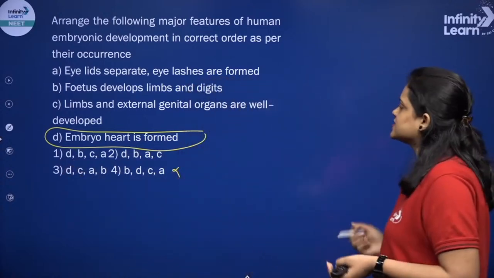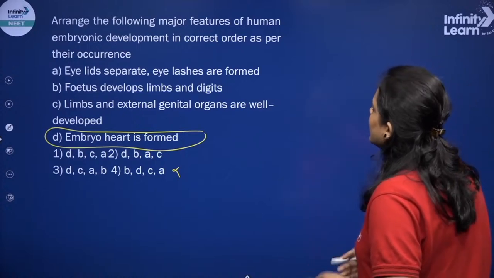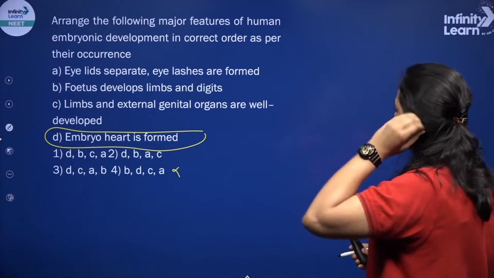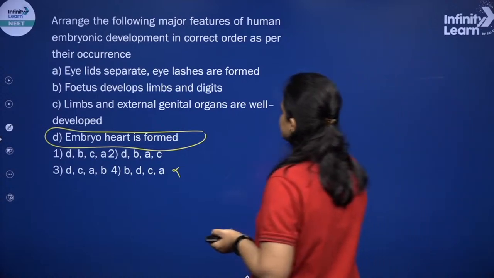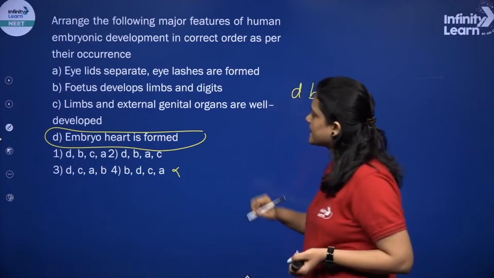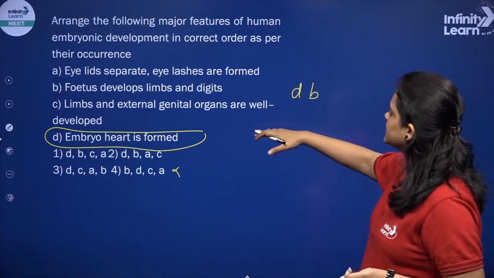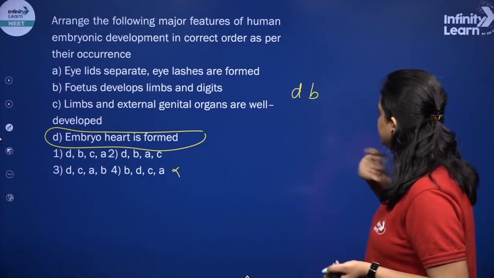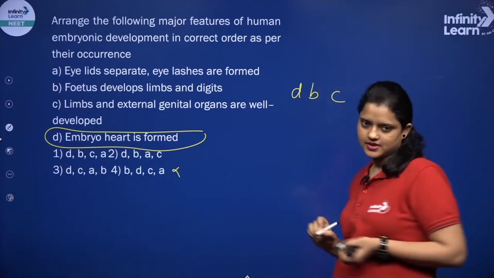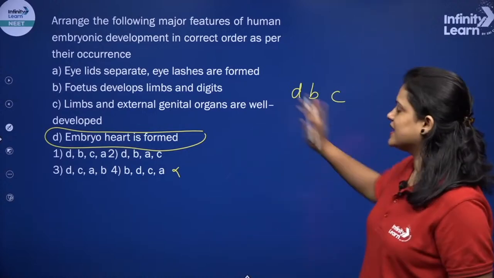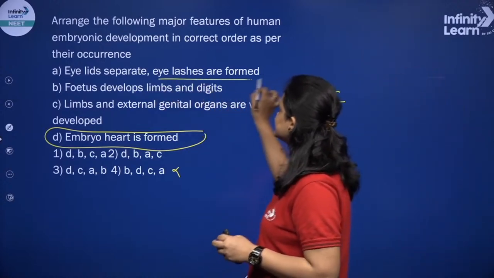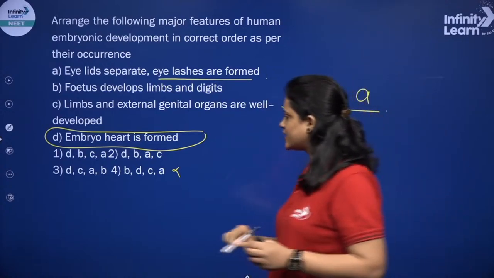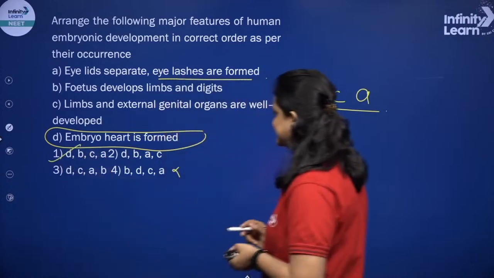Then after the heart is formed, fetus develops limbs and digits. Fetus develops limbs and digits, yeah. So it will be D and then B. Limbs and external genitalia, genital organs are well developed. After D and B, it should be C. And at the last, I remembered this last one, that eyelids separate and eyelashes are formed. So it should be A then. So D, B, C and A, correct option should be first one.